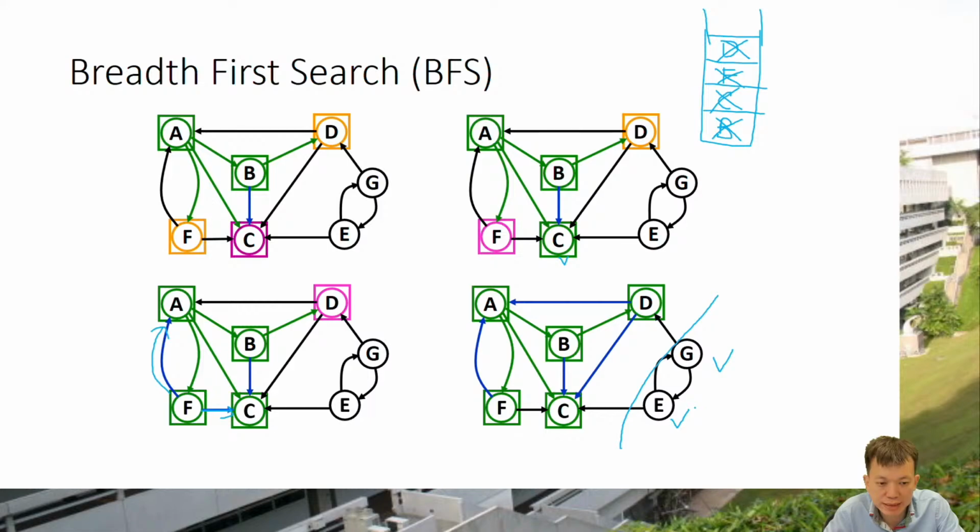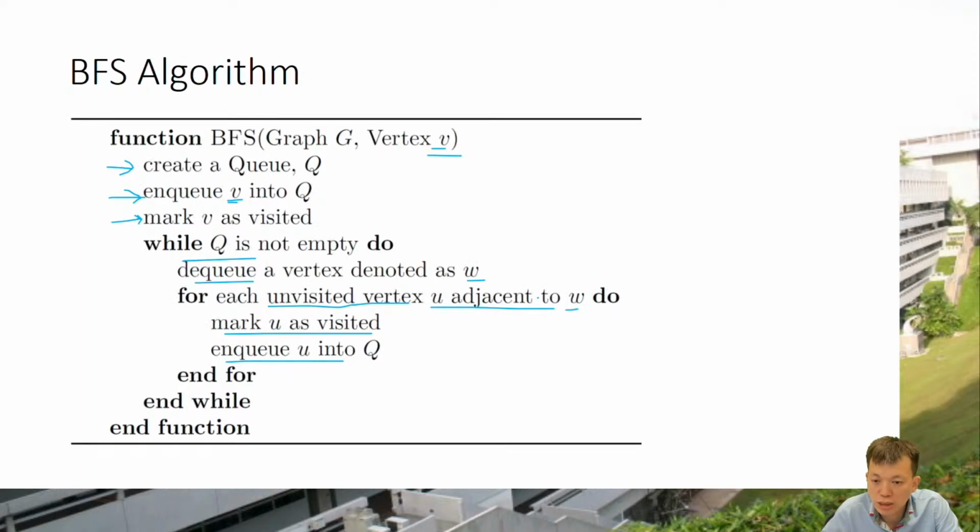You can see in the end, B, C, F, D will be visited in this order, but E and G you won't be able to enqueue, because you have no chance to find any one of them. They are not adjacent to any of the vertices from A to B to C to F to D. So E and G, you have no way to visit from A. So that is the breadth-first search.